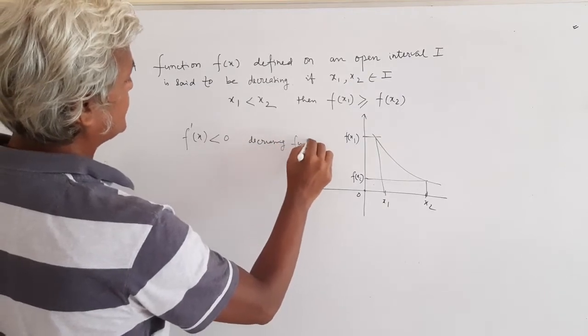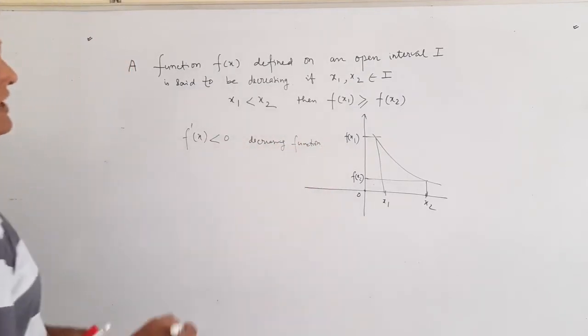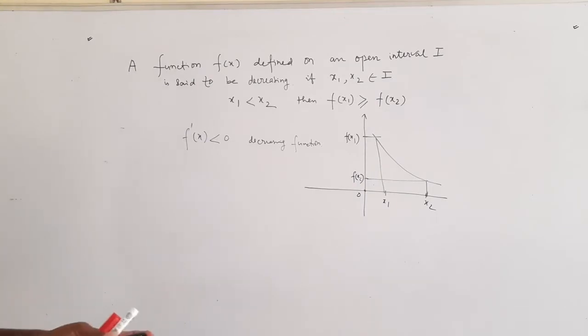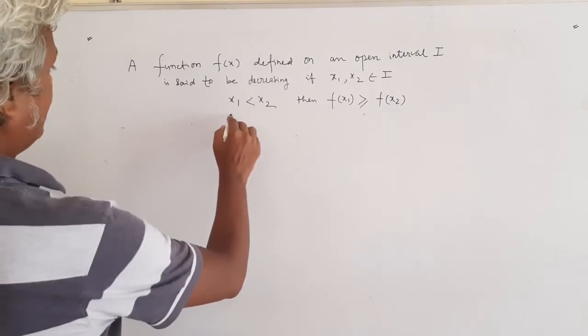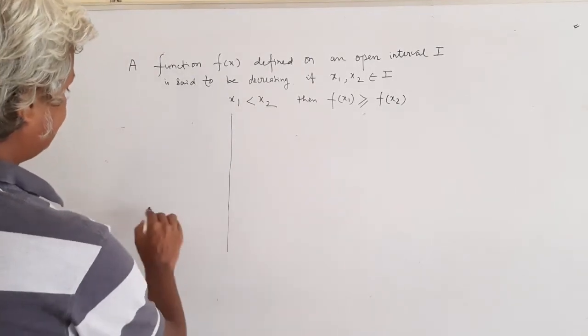Decreasing function. Okay, now I mix these two and I draw the graph. First let me clear this graph. Okay, now I just draw a graph.